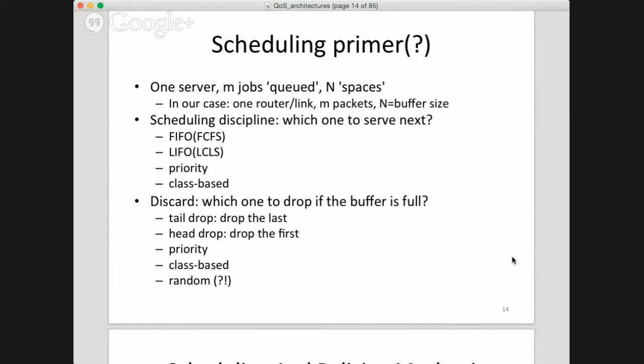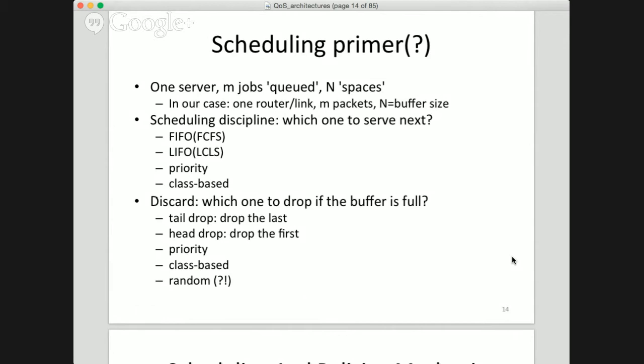However, again, there are cases in which this is not really the best thing to do. So I can come up with different discard policies, such as head drop. I drop the one which has been waiting for the longest time in the buffer, the first one. I can have some priority discarding. So I have different levels of priorities, and I discard, let's say, the packet with the lowest priority. I can base it on classes, or I can do something which looks really stupid, which is to drop packets at random. I just select randomly one packet and I drop it.